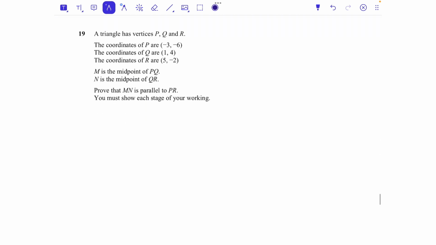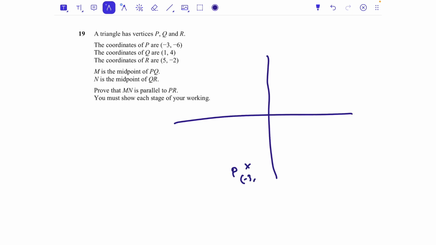Question number 19. A triangle has vertices P, Q and R. The coordinates of P are -3, -6. So let's give this a rough sketch. -3, -6 is like there. So that's P, -3, -6.